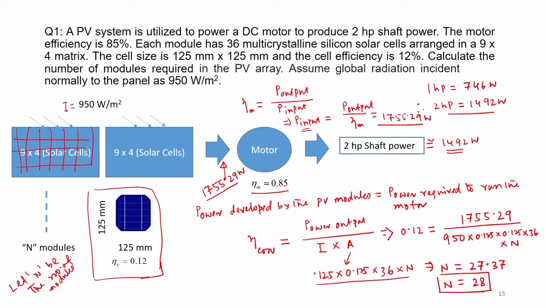So, this problem is very practical. What we have investigated is that in order to generate 2 HP shaft power, we need about 28 PV modules. If the cell size is 125 by 125 mm, its conversion efficiency is 12%, and it constitutes 36 cells, then we require 28 PV modules to generate 2 HP shaft power.